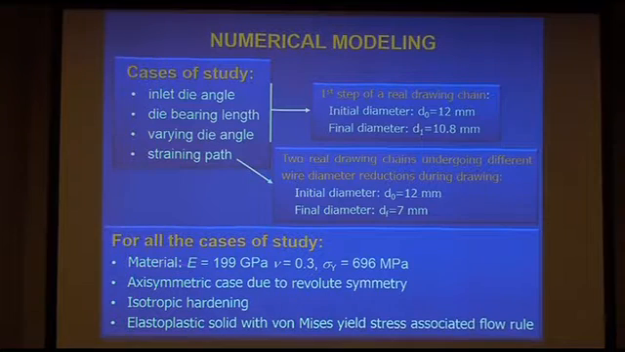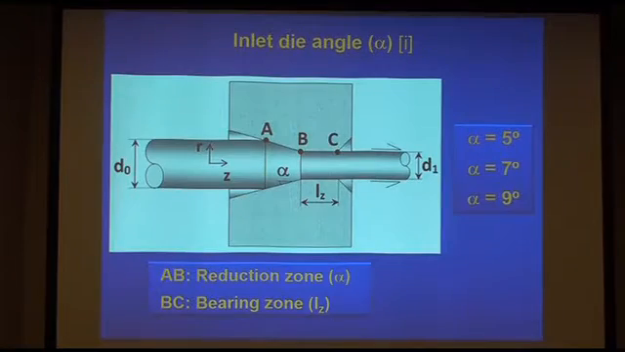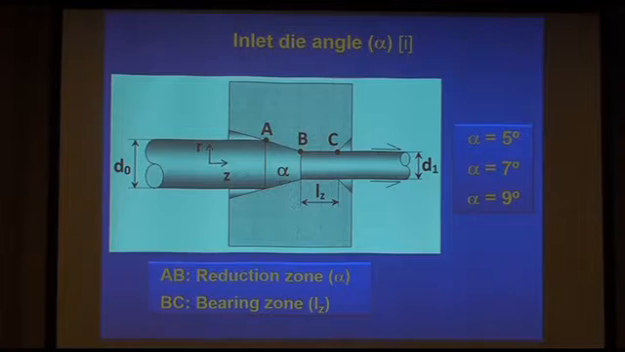Then these are the data of the material: axisymmetric case due to revolution symmetry, isotropic hardening, and elastoplastic solid with a yield stress and associated flow rule. We perform a finite element analysis of the drawing process. These are the data of the drawing, the conventional drawing, with inlet die angle alpha and bearing zone LZ. And we use different angles. First of all, the influence of the inlet die angle. We analyze 5, 7, and 9 degrees.